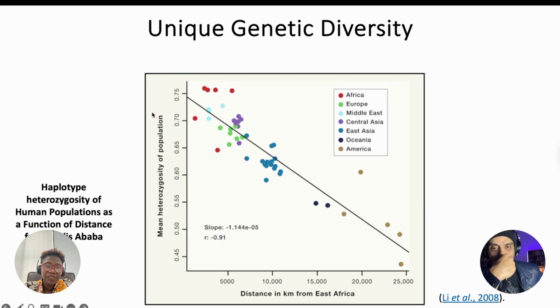And basically, they came up with this figure. Now, as you move away from Africa, you look at the haplotype heterozygosity, it drops, which is an indication of how the genetic diversity drops as you get away from Africa. And the whole point is Africa happens to be the most genetically diverse population.